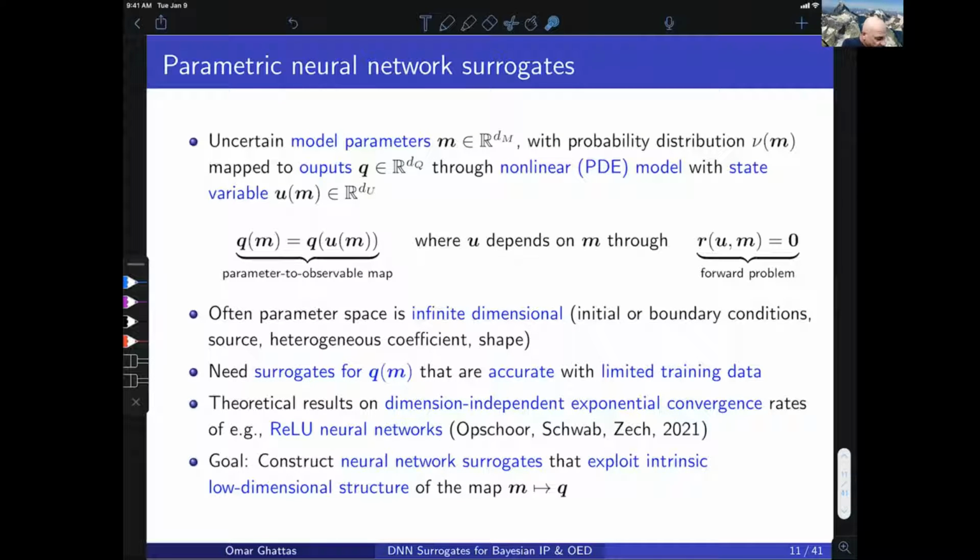So we looked to neural networks motivated by recent theoretical work. There's work, for example, by Christoph and collaborators, Jakob Zech, who I think is there with you, and Christoph is there with you, on dimension-independent exponential convergence rates for, for example, ReLU networks. So we'd like to construct surrogates that exploit the intrinsic low-dimensional structure of the map and use that to come up with parsimonious networks. And the key idea is if we can exploit this low dimensions, then we're building a network in low dimensions, and we won't have many weights, so we don't need much training data.